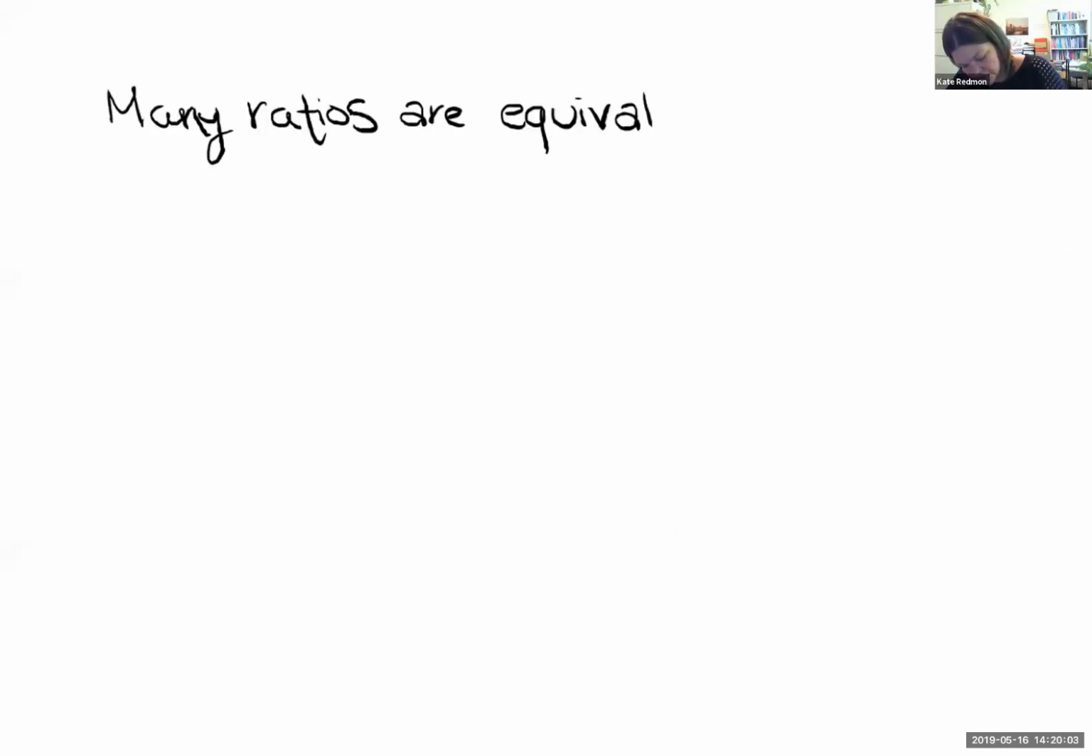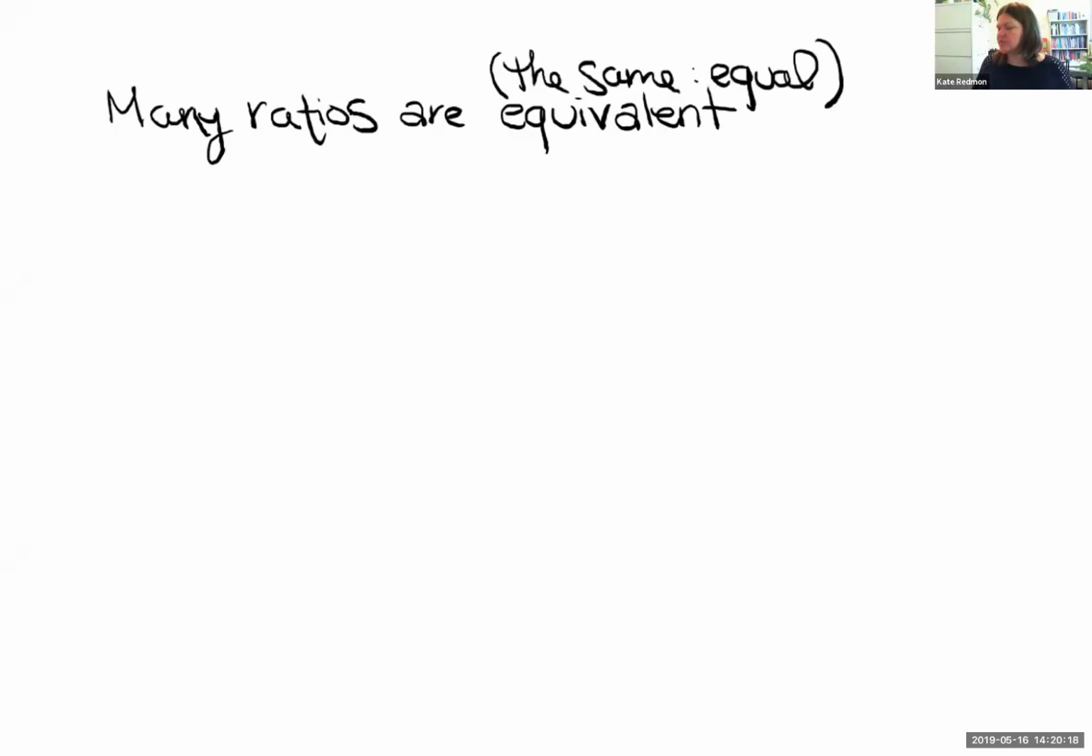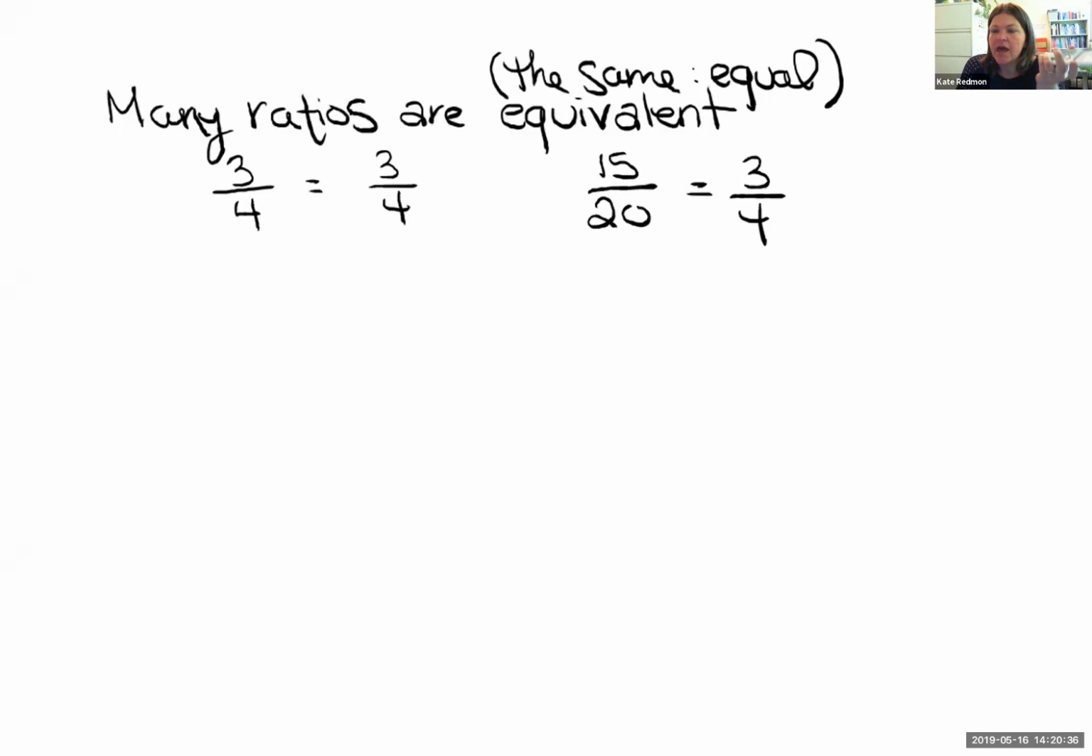Okay. I have to say that many ratios are equivalent. What does the word equivalent mean? The same. Yeah, the same, equal, they're equal to each other. So we actually just saw that. We typed in two different fractions, 3/4, and it reduced to 3/4. But then we typed in 15/20, and it also reduced to 3/4. And this is one of the struggles that a lot of students have wrapping their brain around ratios. How could 3 out of 4 be the same as 15 out of 20?